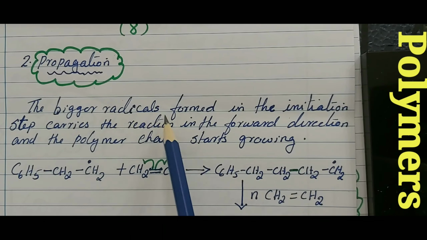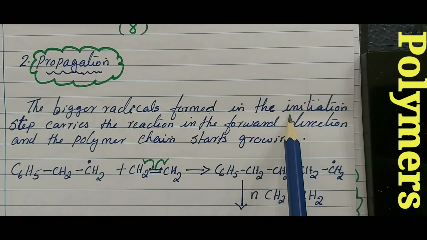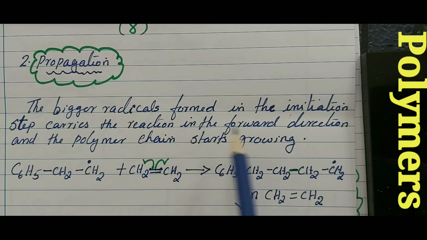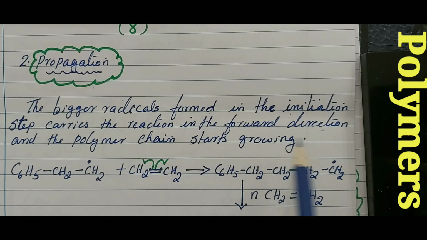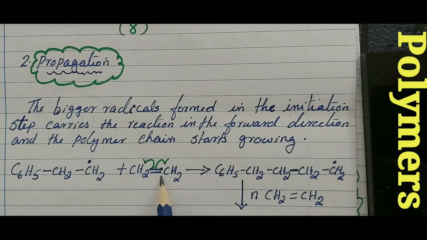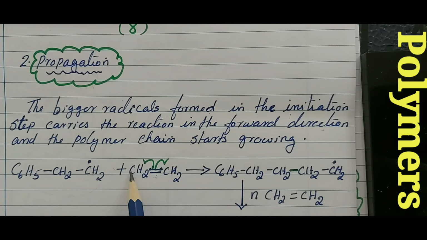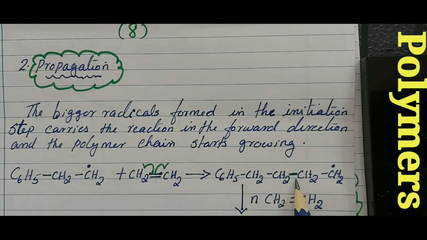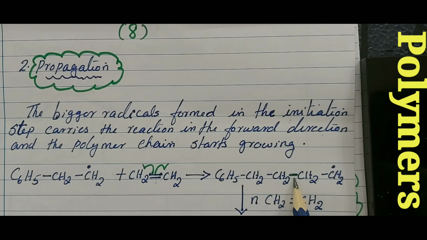In propagation, the bigger radical formed in the initiation step carries the reaction in the forward direction and the polymer chain starts growing. So it's propagating in the forward direction. This is your bigger free radical formed in the initiation step. One more molecule of CH2 double bond CH2, that is ethene, is added to this. I told you this electron will go to this carbon and this electron will go to this carbon. Between this carbon and this carbon, there will be a bond formation. That is indicated with this green ink.